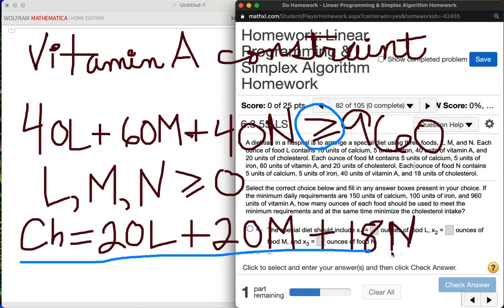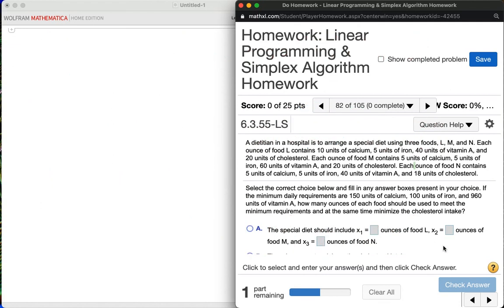And this right over here is your objective function. So let me write that down before I forget it. My objective function is 20L plus 20M plus 18N. Okay, fantastic. And that's my objective function. All right, I just wanted to write that down on a piece of paper because I need to clear the screen. There we go. So why don't we get started?